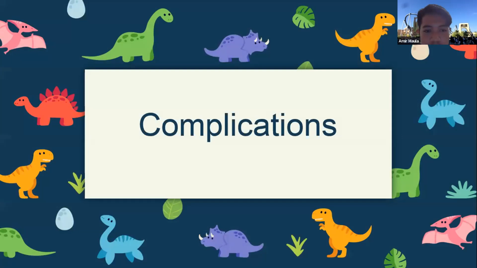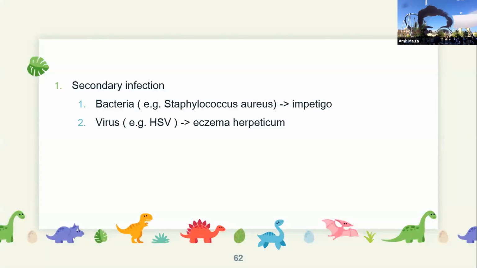Okay, next. So the complication of atopic dermatitis is secondary infection, due to what I just said about the suppression of antimicrobial peptides. So they can become infected with bacteria or virus. If it's bacteria, usually Staphylococcus aureus, leading to secondary impetigo. If it's virus, usually herpes simplex virus, causing eczema herpeticum.